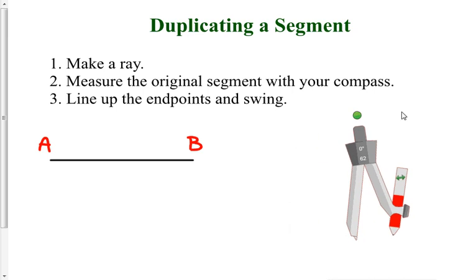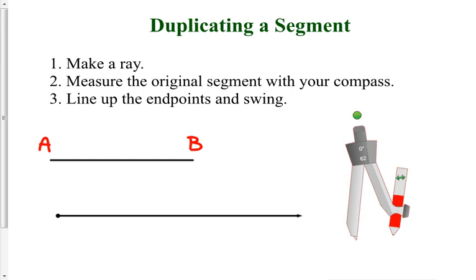Step 1, make a ray. So we would take our straight edge, and along that straight edge, we would make a ray. Now we know a ray has infinite distance, so we can duplicate any length segment on a ray.